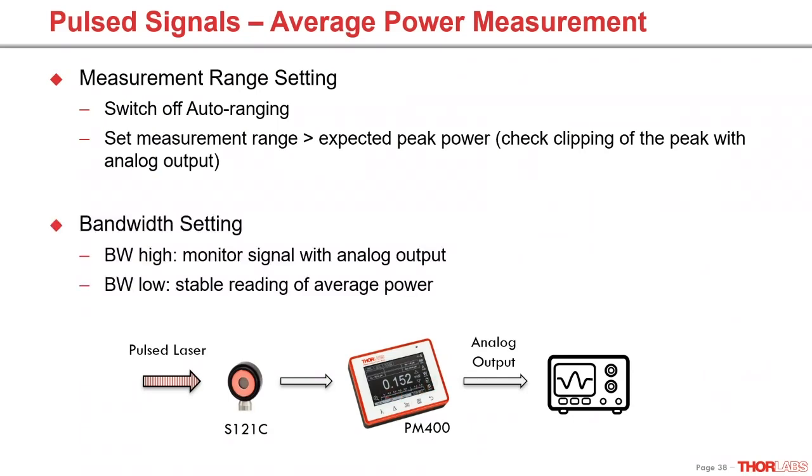When using the analog output, switch the bandwidth to the high setting to see the signal and also see whether the measurement range gets saturated. Set it to low when you can't read the measurement values because they fluctuate.